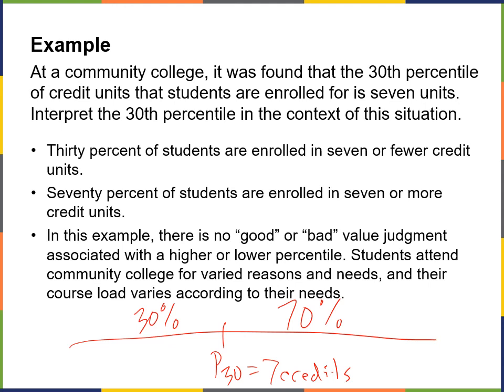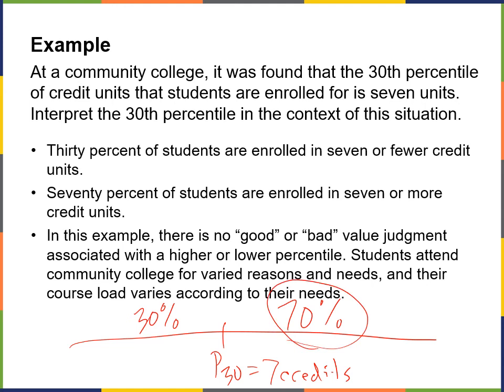Is there a good or bad judgment there? Well, it depends on what you're looking for. If you're running a college, you would want students to enroll in as many credits as possible. Typically, we think of full-time as 12 credits or more. So if you're looking for a lot of full-time students, you would probably want more students enrolled in 12 credits or more. And this is a pretty high number, 70% over 7 credits, so that might be closer to what you're looking for.